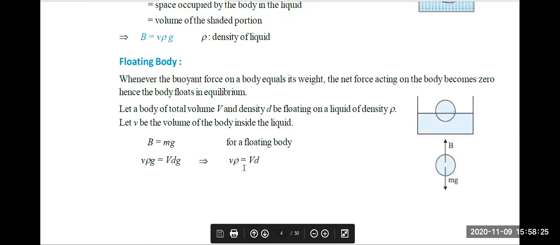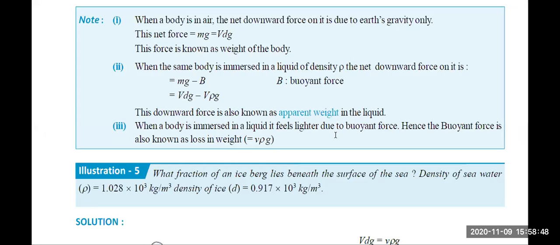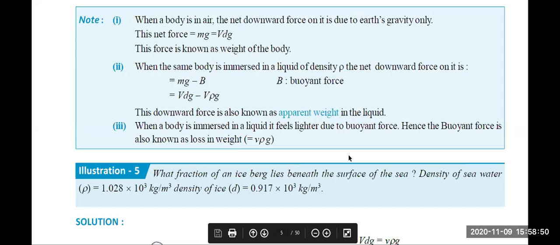Rho V is equal to rho naught Vd, where this rho is the density of liquid and the small v is the volume displaced. Okay, got it? So this is the concept that I just covered.